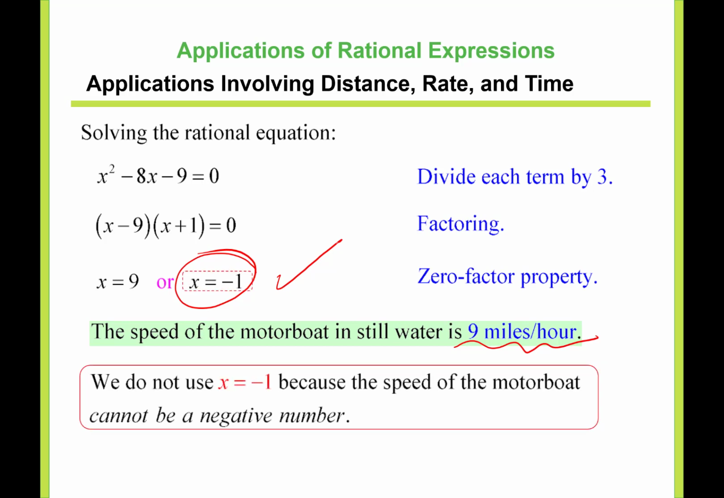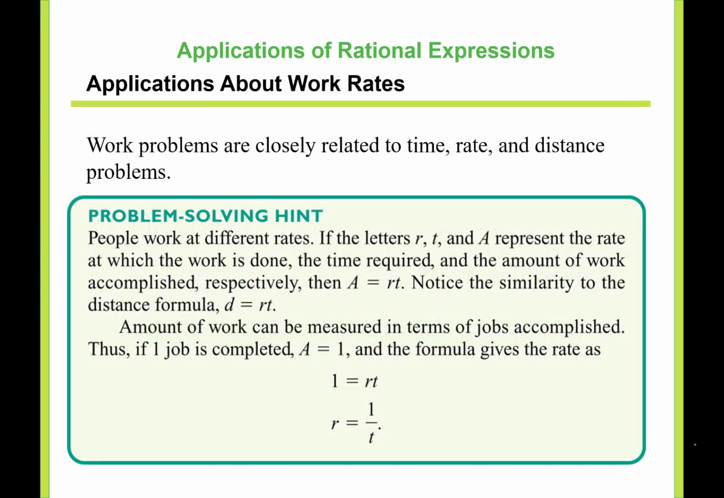All right. So this relates to work done. And this is a very, very popular area that a lot of problems always come from. People work at different rates. If the letters R, T, and A represent the rate at which the work is done, the time required, and the amount of work accomplished respectively, then the amount of work that is done is equal to the rate times the time. Now notice this is parallel to saying distance equals R times T, right? So just be aware of that.